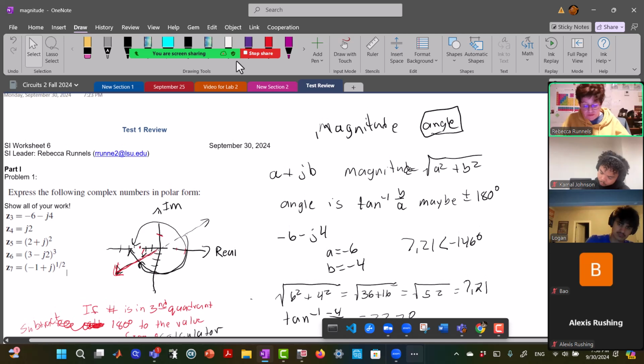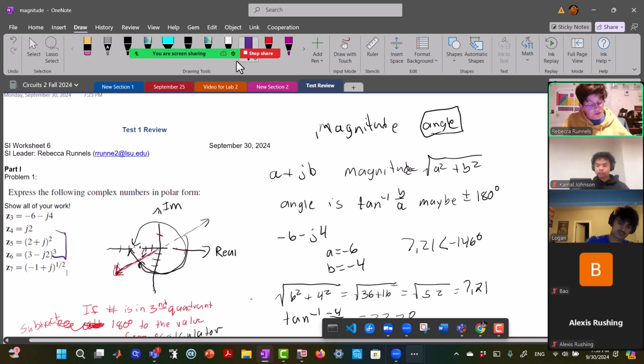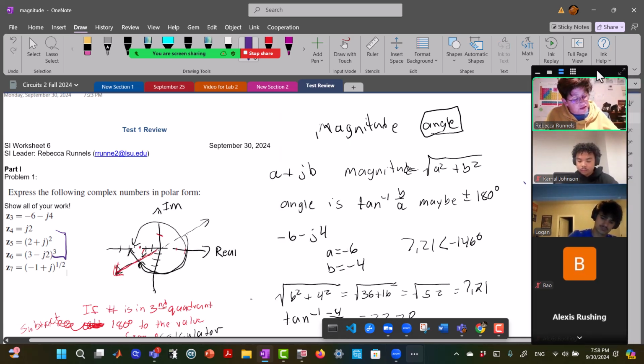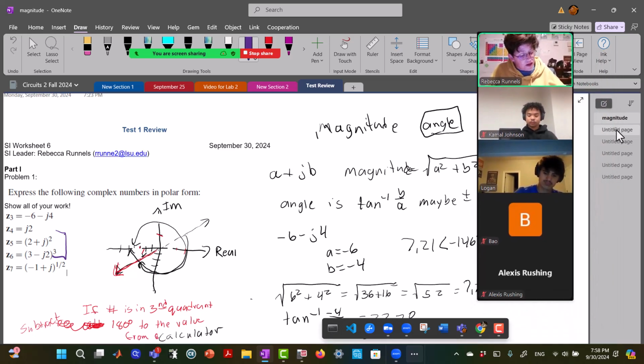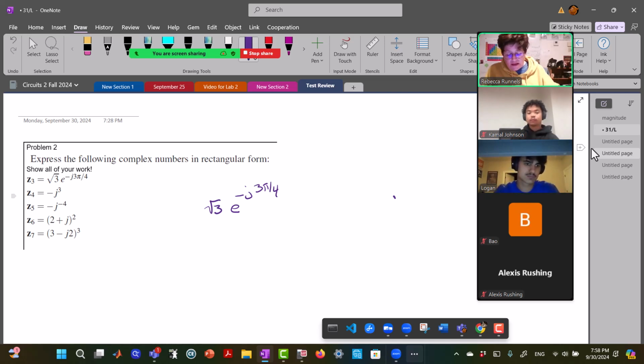All right. So if I have time, I'll try to come back and do the other two, but I don't think that's the most important thing to do right now. So let's look at taking something that's in some other form and putting it in rectangular form, and I'm just going to do a couple of these. So the first one, we have the square root of 3 e to the minus j 3 pi over 4.